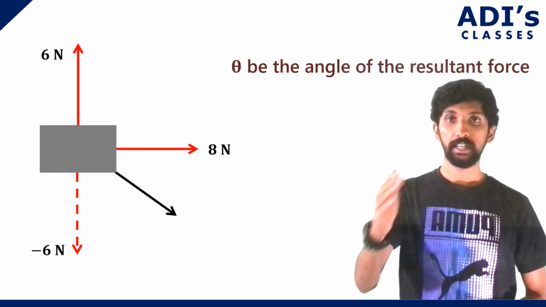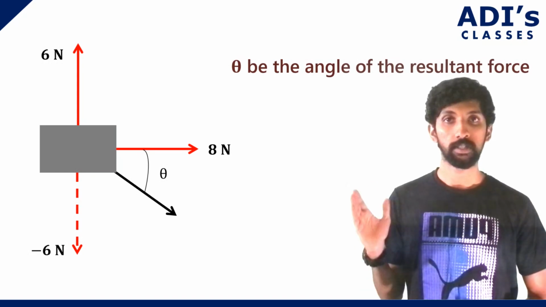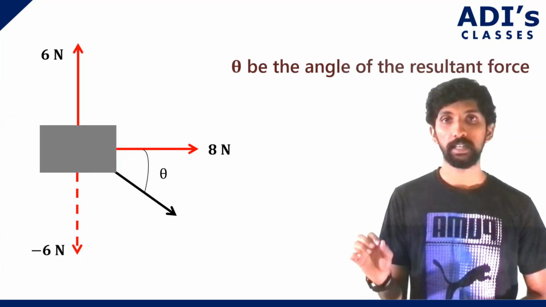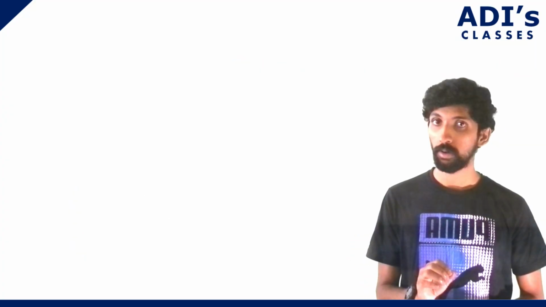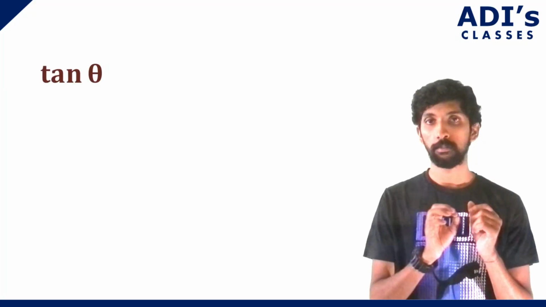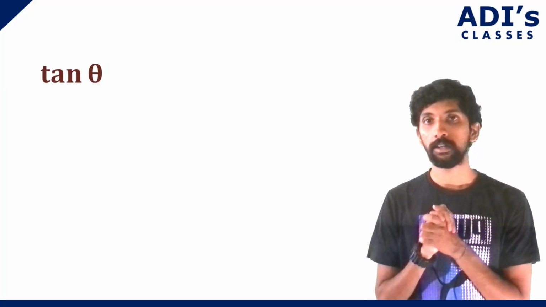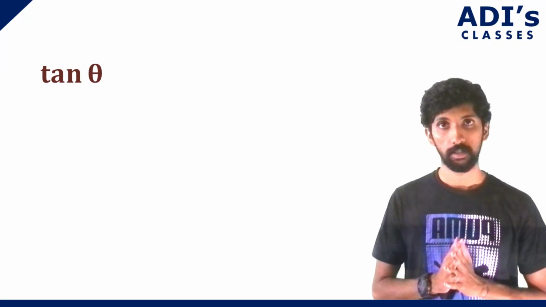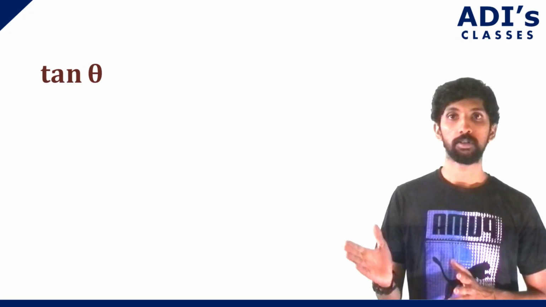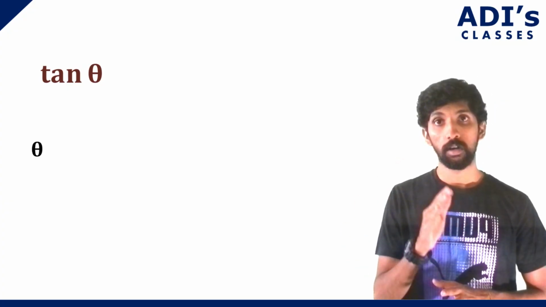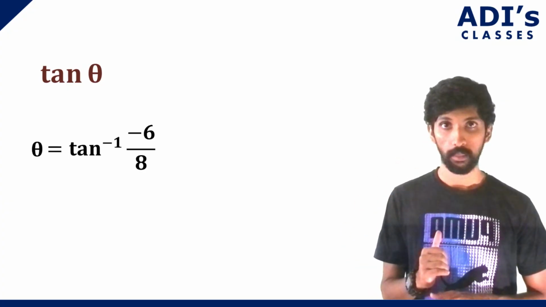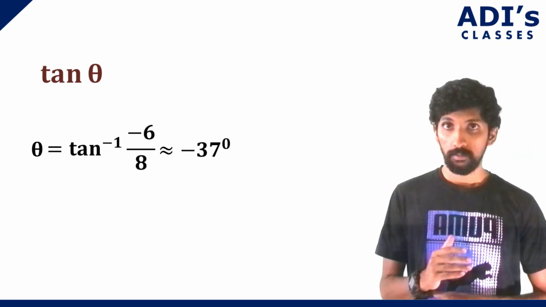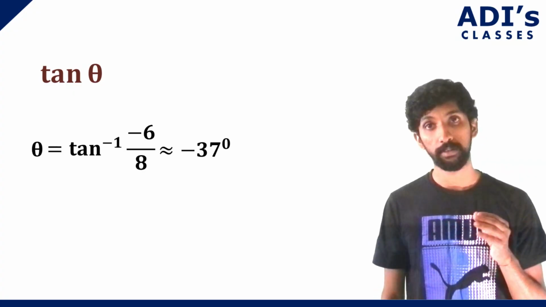Now, let theta be the angle of the resultant force. Theta you can calculate using a trigonometric function. I'll just tell you the basis of the trigonometric function here. What we use is the trigonometric function called tan of an angle theta. So if you use tan theta, you'll get tan theta is equal to minus 6 by 8, or theta is tan inverse of minus 6 by 8, which is almost equal to 37 degrees.